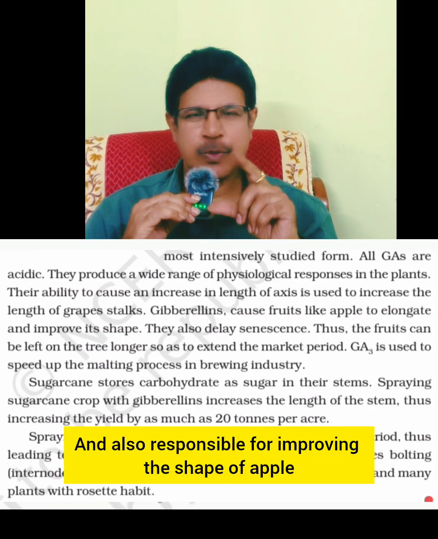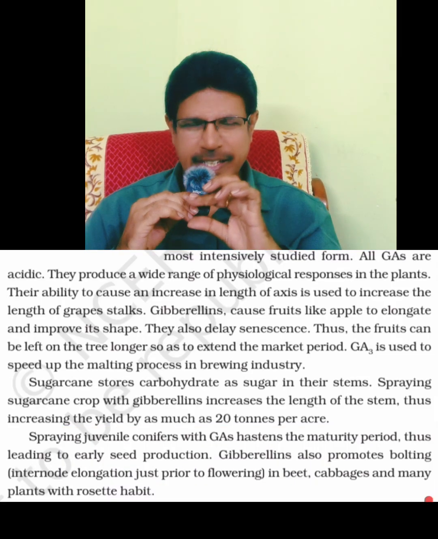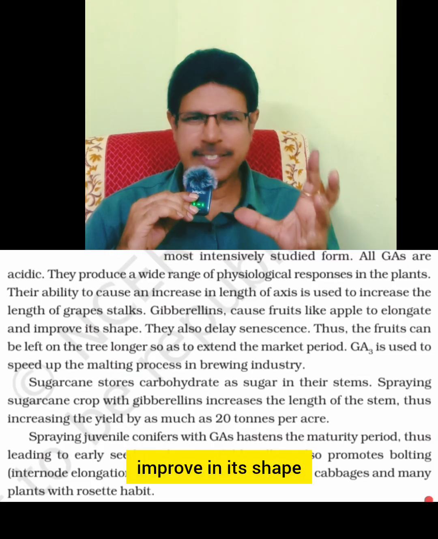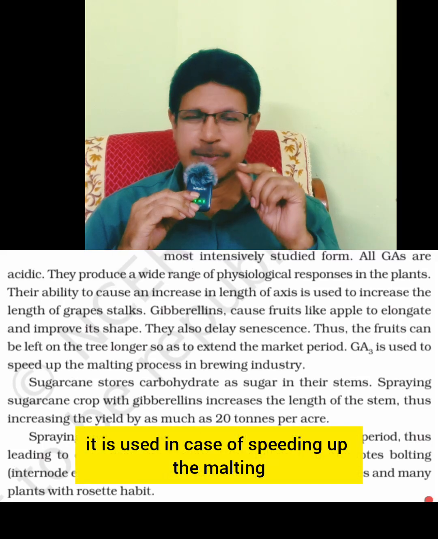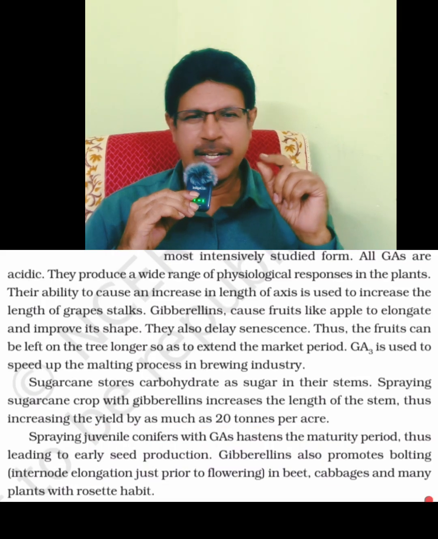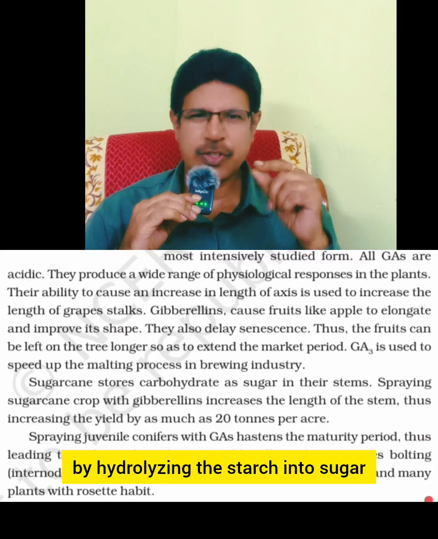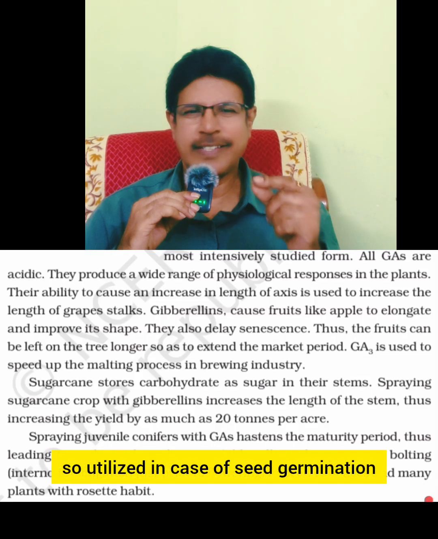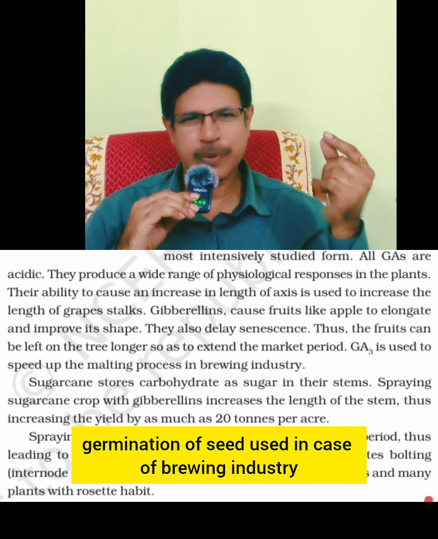It is also responsible for improving the shape of apple. Improving the shape of apple is not itself a physiological effect. It induces cell elongation, that is the physiological effect, that is responsible for elongation of the fruit and improvement in its shape. Next, gibberellic acid is used to speed up the malting process in the brewing industry. How does it speed up malting? Gibberellic acid helps in quick germination of seed by mobilizing the food reserve, hydrolyzing starch into sugar. As sugars are used as respiratory substrate, much energy is released, so it is utilized in seed germination. So it hastens the malting process by quick germination of seed used in the brewing industry.